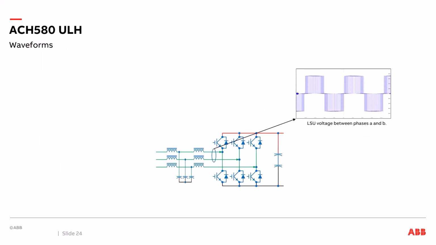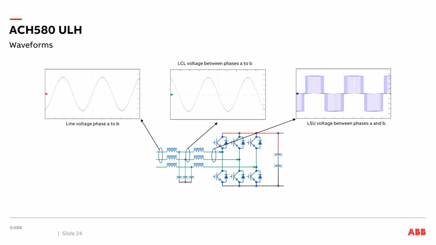Let's look at the ACH580 ULH waveforms. The line supply unit is using pulse width modulation to create a new voltage, and that creates a frequency matching the frequency of the input of the drive. When we look inside the filter, we see that the pulse width modulation has been removed from the actual voltage being created by the line supply unit. And at the input of the system, we see that there's very little voltage distortion at all on the line side created by the active front end drive.